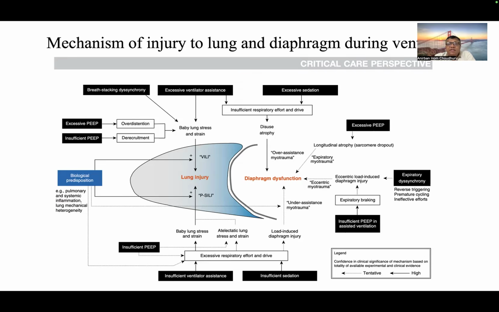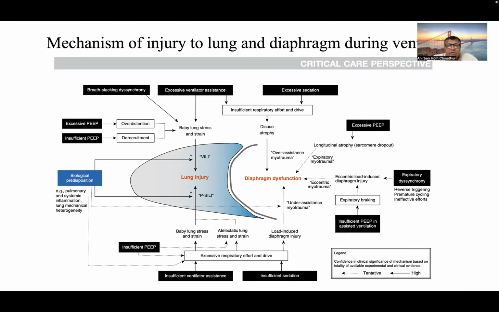On the other hand, if there is excessive sedation, excessive PEEP, then expiratory dyssynchrony. So these are the causes which can lead to insufficient respiratory effort and drive, which can lead to diffuse atrophy. That is called expiratory myotrauma in patients with excessive PEEP, or over-assistance myotrauma in patients with excessive sedation, which is because of diffuse atrophy.